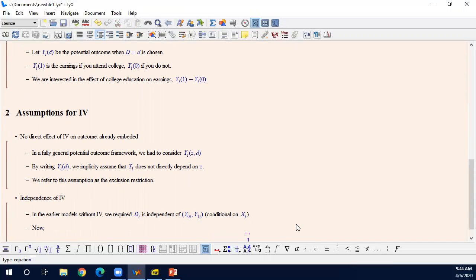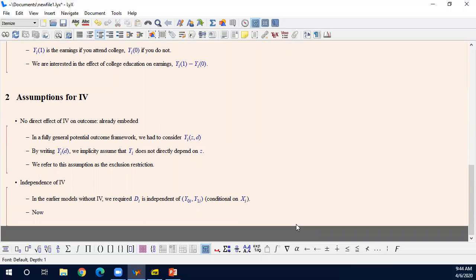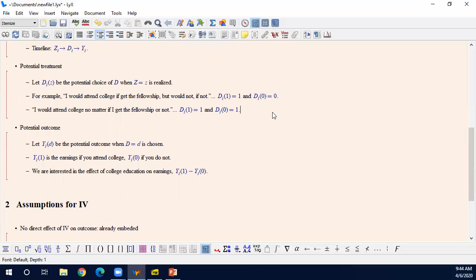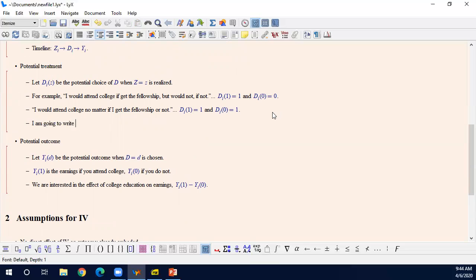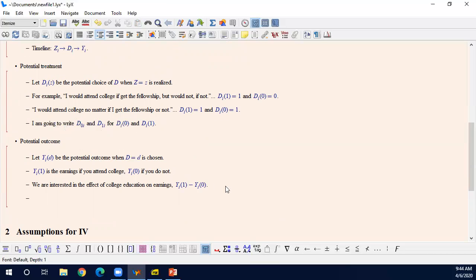So now we have to say that Z, the instrument, is independent of, interestingly, every potential outcome coming here. I forgot to say this. I'm going to write D0i and D1i for Di(0) and Di(1). They are equivalent, but just to save space, I denote them as Y0i and Y1i, as usual.